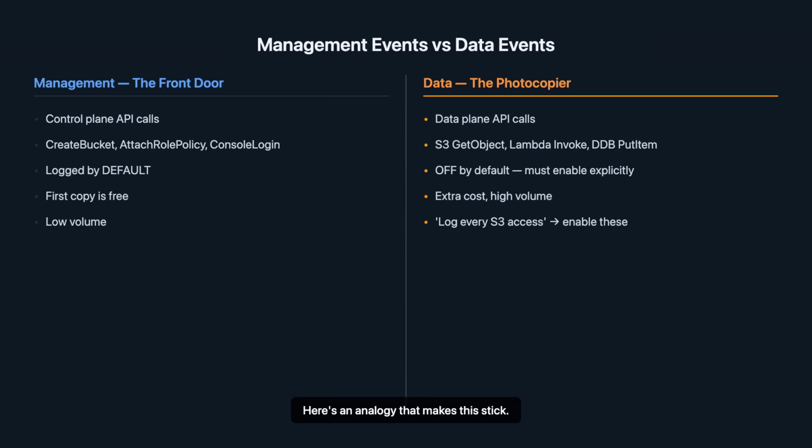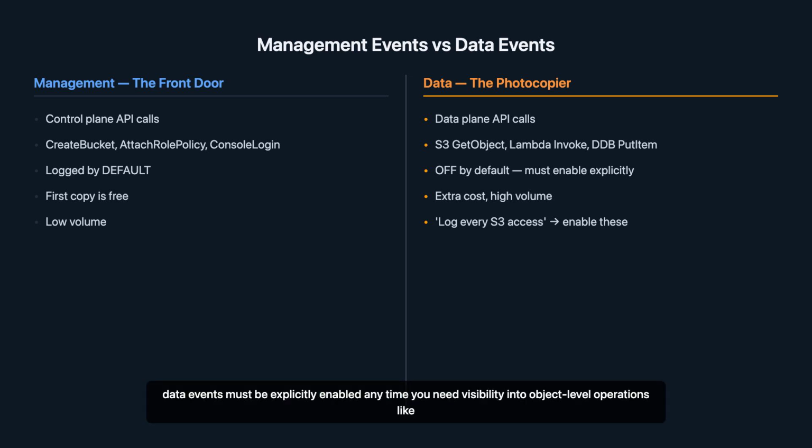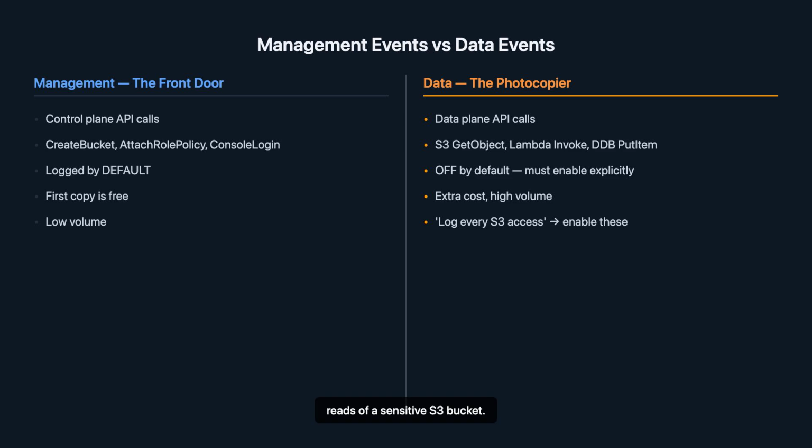Here's an analogy that makes this stick. Management events are the building's front door log: who unlocked which office, create bucket, attach role policy, console login. The building tracks the doors by default and the first copy is free. Data events are the log of every photocopy made inside each office: S3 GetObject, Lambda Invoke, DynamoDB PutItem. You pay extra to put a counter on every photocopier, which is why they're off by default. The rule to internalize is this: data events must be explicitly enabled anytime you need visibility into object-level operations like reads of a sensitive S3 bucket.